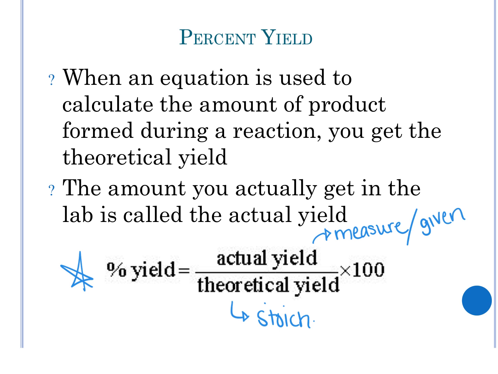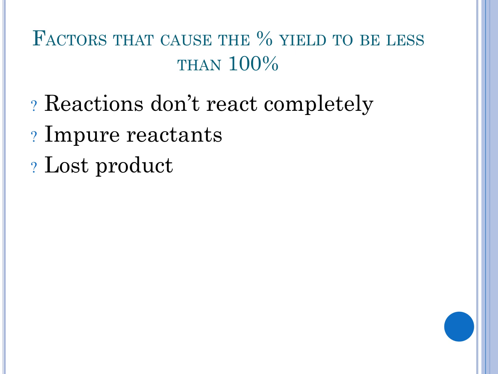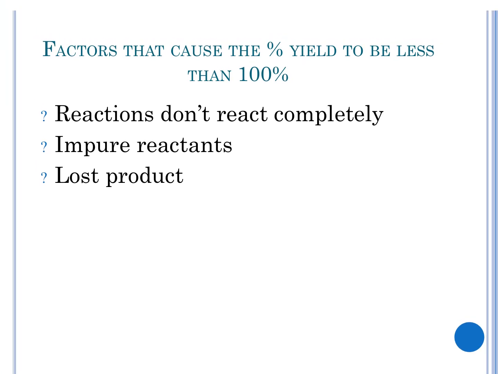What percent are you trying to get when you do a percent yield? Ideally you want 100%, right? You want to make as much product as you possibly could. What are the odds of ever getting a 100% yield? Slim to none. So let's talk about why we hardly ever get a 100% yield.